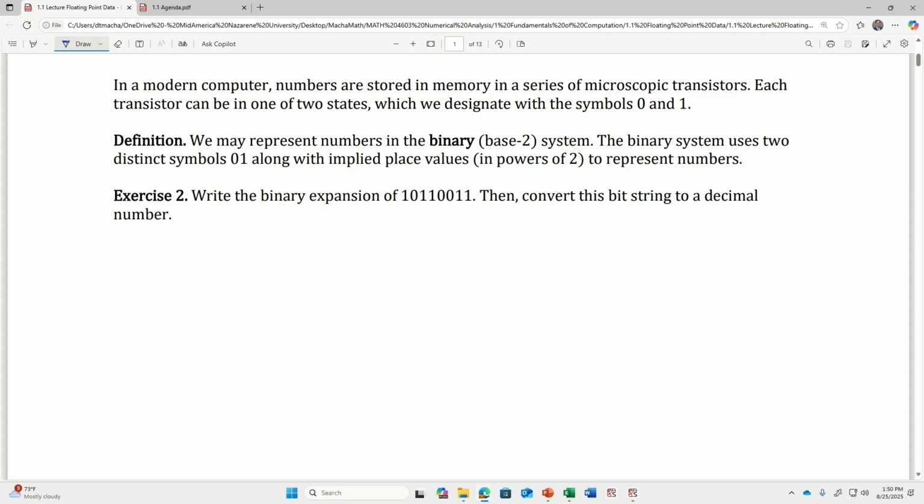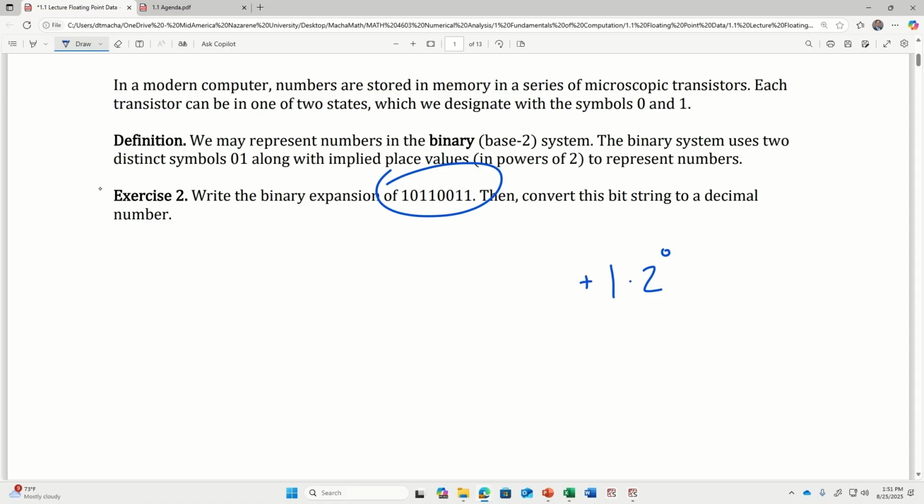So what we're going to do is represent numbers in the base 2 system, or the binary system. We're going to use 0 and 1 along with implied place values. This time the place values are going to be in powers of 2. So let's do a binary expansion. If I have this number, then what this means is, starting from the right side, this is 1 times 2 to the 0 power. Okay?